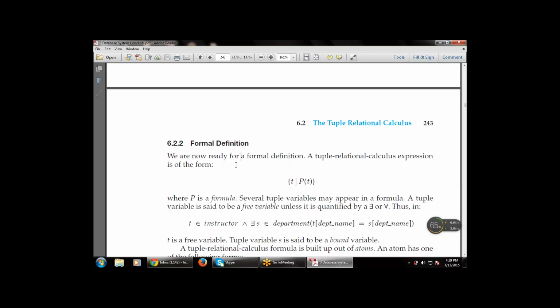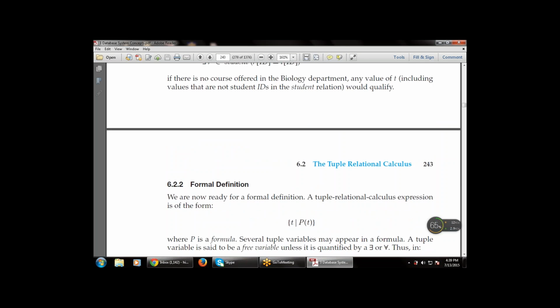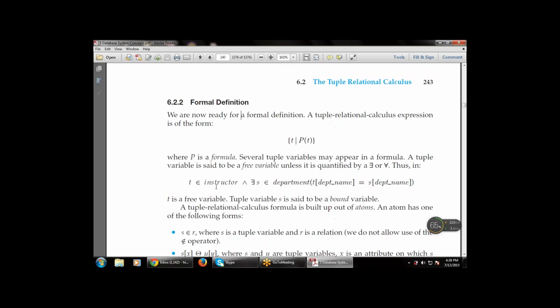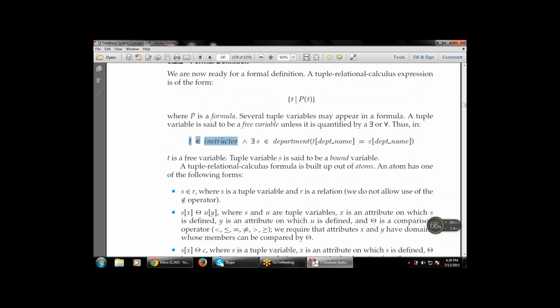Several tuple variables may appear in the formula. A tuple variable is said to be a free variable unless it is quantified by the there exists, or the for all (the reversed A). So, for example, t belongs to instructor and there exists s belonging to department where t[dept_name] equals s[dept_name]. So t is a free variable, and the tuple variable s is said to be a bound variable.